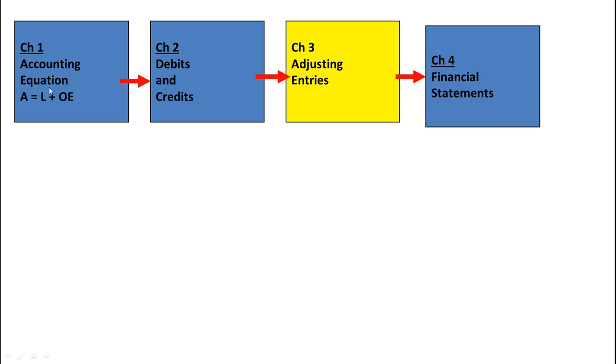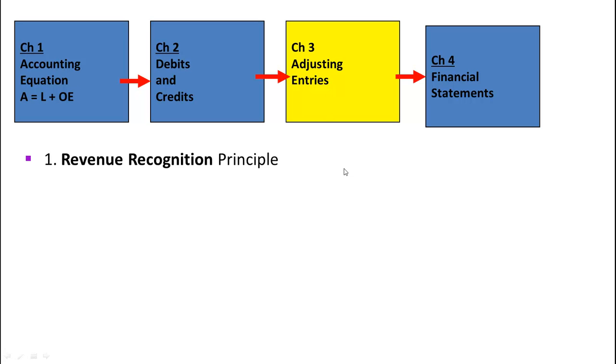In Chapter 1, we learned about the accounting equation, how this equation should always be in balance. In Chapter 2, we hopefully understood the basic principles of debits and credits, and now it's time to do adjusting entries.